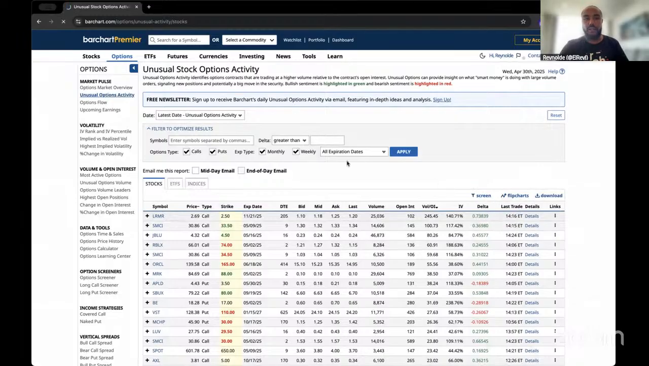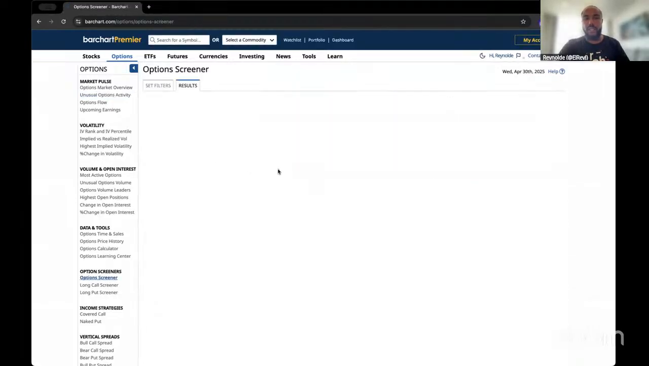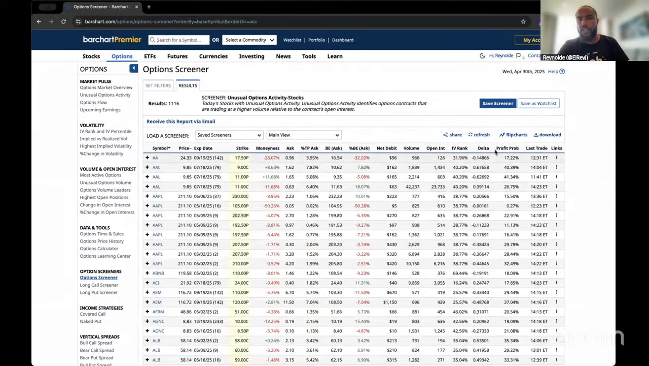So if you click screen and you add any different type of filters you want here, you can also save this as a watch list. If you want to watch these particular trades, you can go in and set these screeners and save them as a watch list. Okay.